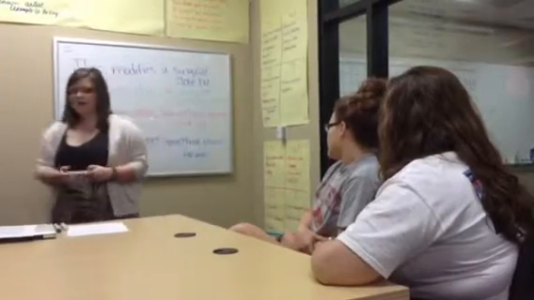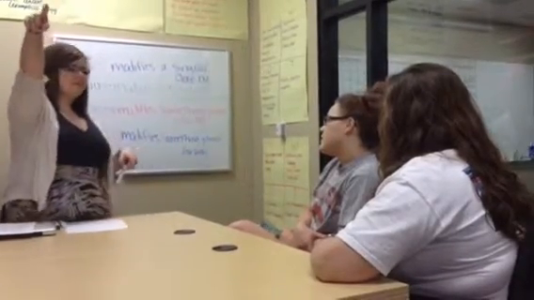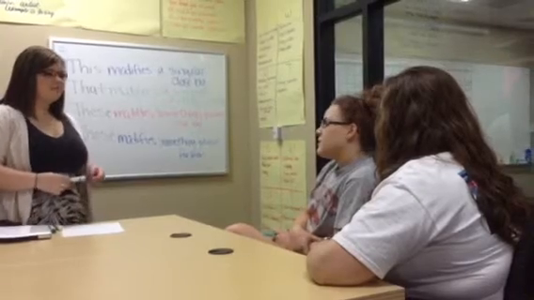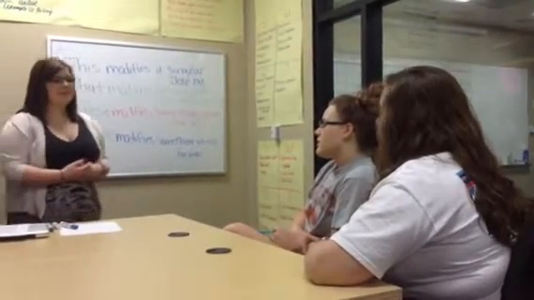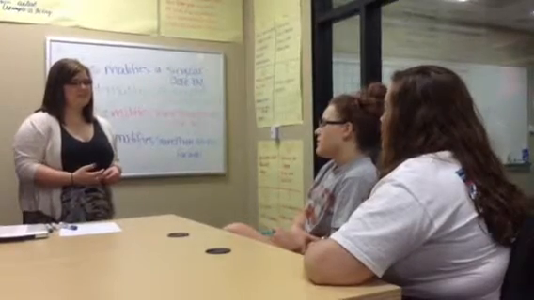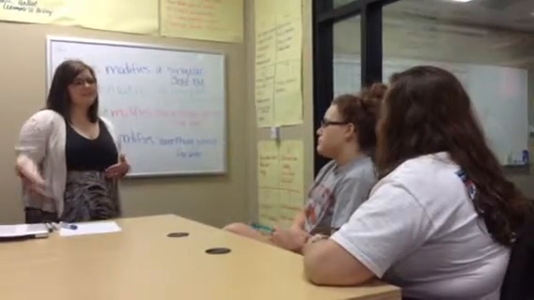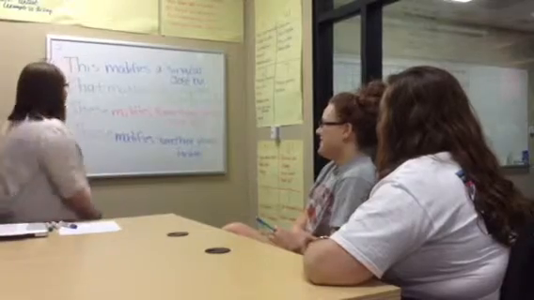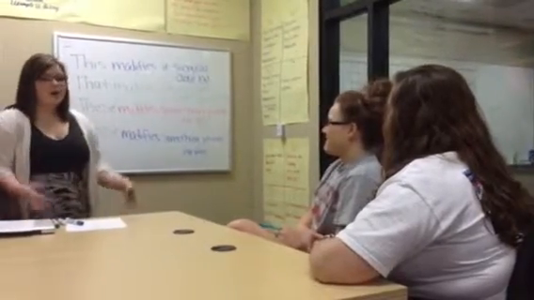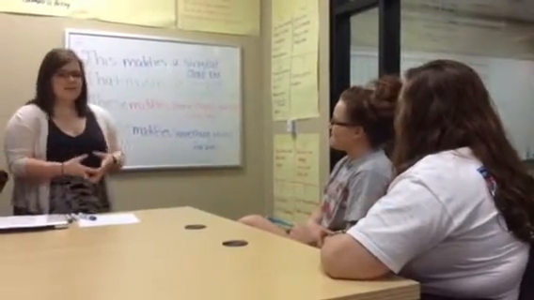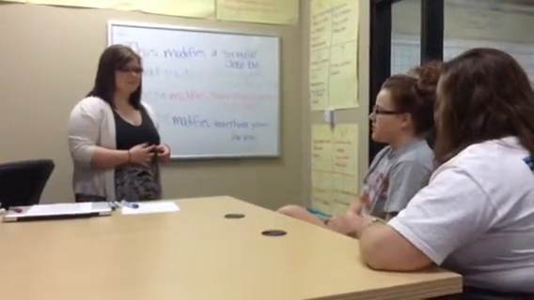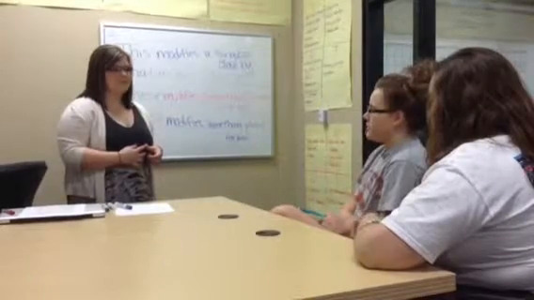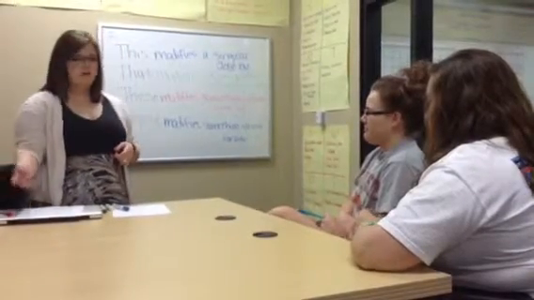So if I was going to talk about the chair on the other side of the room, what would I say? That. How would I use it in a sentence? That chair is brown. Good job. Okay, so if I was to talk about a group of papers close by, like these ones, what would I say? These papers are right here. Good job.